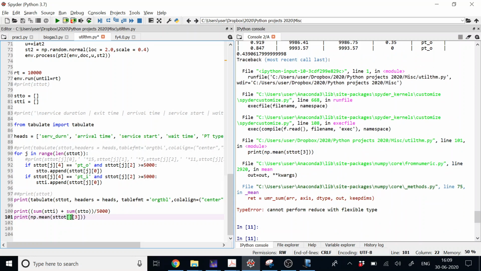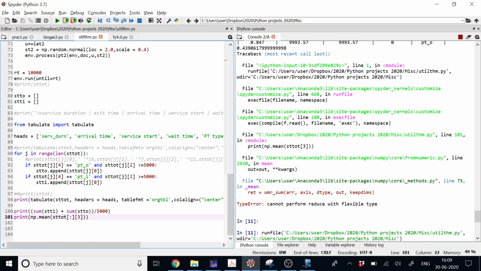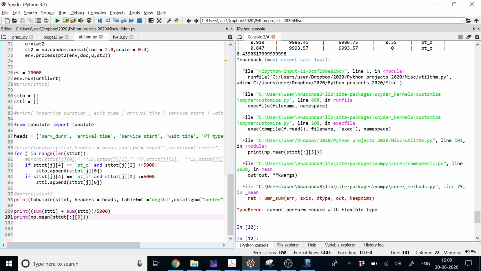So I just need to get the syntax right here. Okay, so now let's try. Yeah, I'll figure out the syntax, but you get the basic idea. I need to take the fourth column and then just average it out, right? So that's the only thing to do.